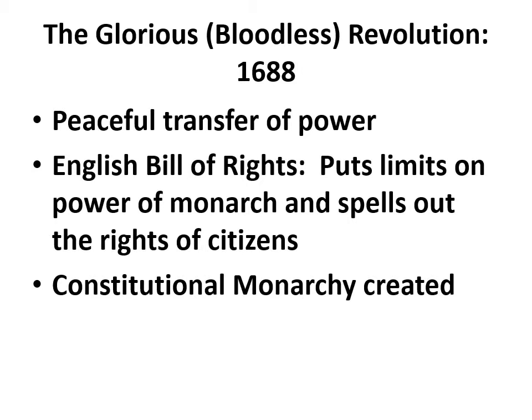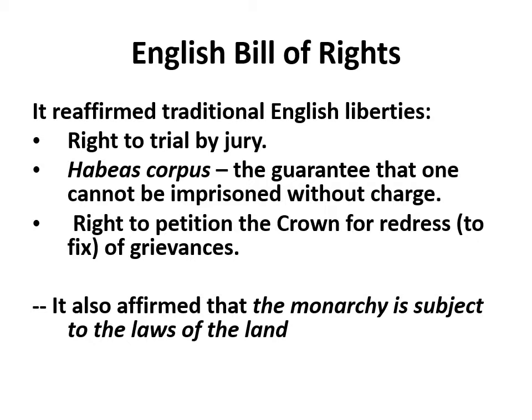And this is a type of monarchy where you have a king or queen, but they rule jointly with Parliament. So they do not have absolute and total power. Their power is checked by the power of Parliament. The English Bill of Rights just reaffirmed traditional English freedoms. For example, all citizens had the right to a trial by jury. Habeas corpus, the guarantee that you can't be imprisoned without being charged. The right to petition the king or the crown to fix grievances, to fix problems.